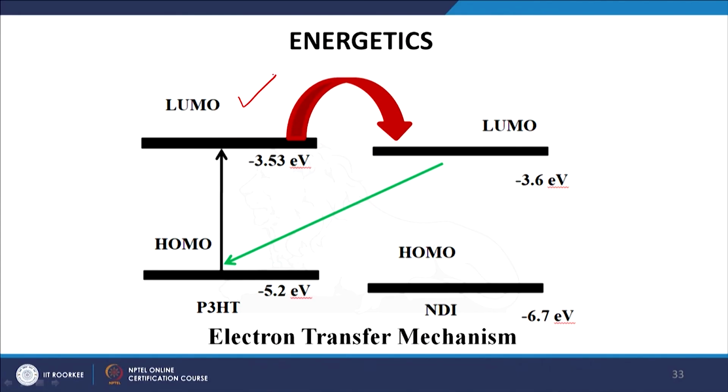Not only that, the energetics, the positions of the HOMO and LUMO energy levels, also match in this nanoparticle assembly. You take the LUMO and HOMO energy levels of the P3HT, and the LUMO and HOMO energy levels of the NDI. Basically their energetics is such that the electron can be injected from the LUMO of the P3HT to the LUMO of the NDI. So that means this system is also good for fabricating devices.